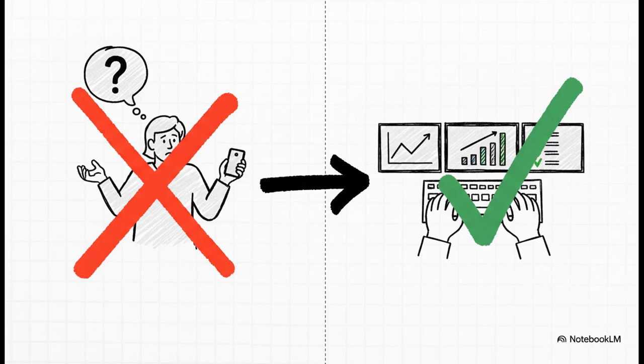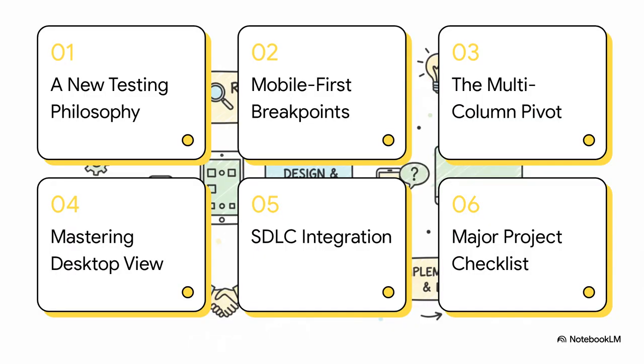Because heading into 2025, that old approach, well, it's just not going to cut it anymore. "It looks okay on my phone" isn't a testing strategy. It's a guess. And we're here to replace that guesswork with a professional, data-driven process. So let's dive in.